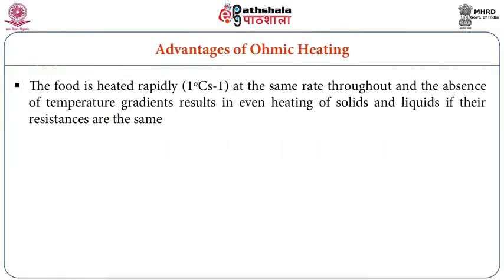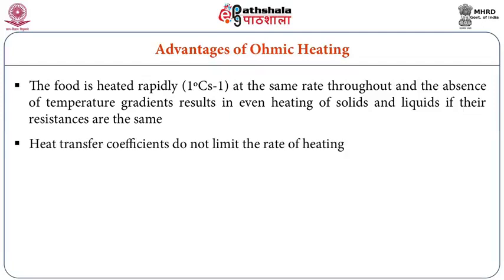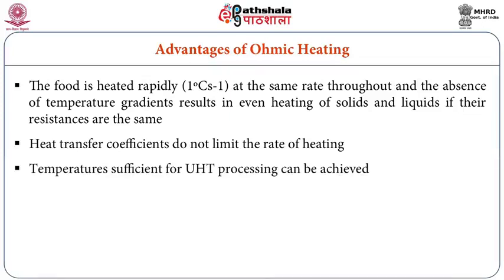The food is heated rapidly, 1 degree Celsius per second. So in a second you can increase the temperature by 1 degree Celsius, and at the same rate throughout. The absence of a temperature gradient results in even heating of solids and liquids if their resistances are the same. So uniform heating will be there. Next, heat transfer coefficients don't limit the rate of heating. Temperatures sufficient for ultra high temperature processing can be achieved.